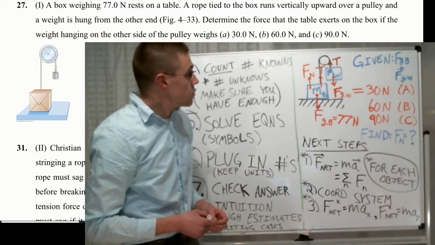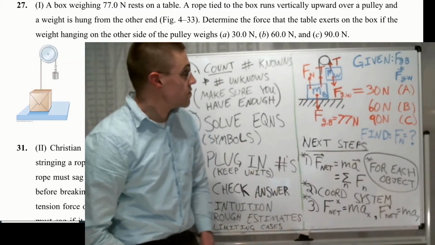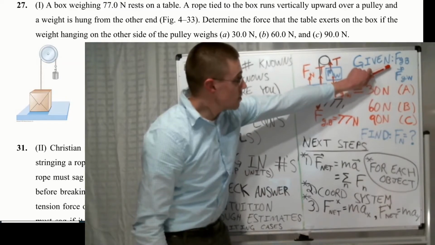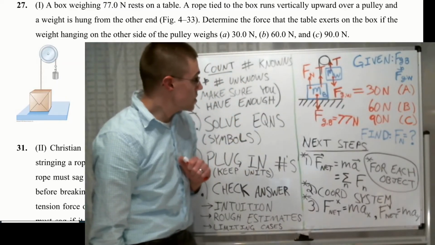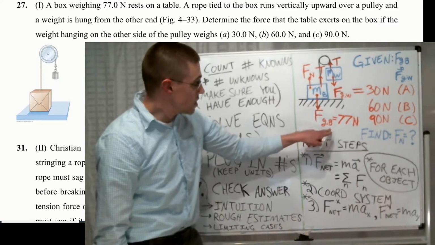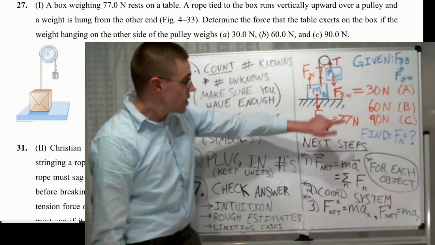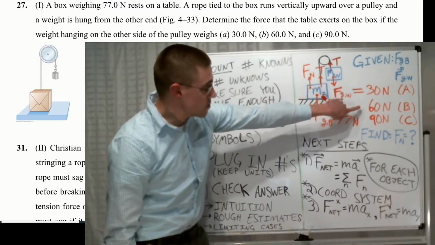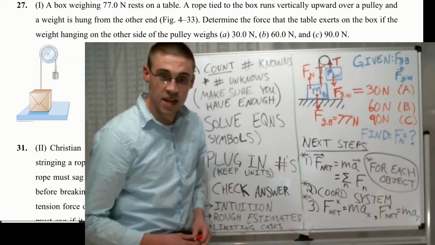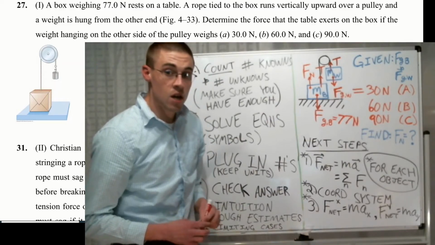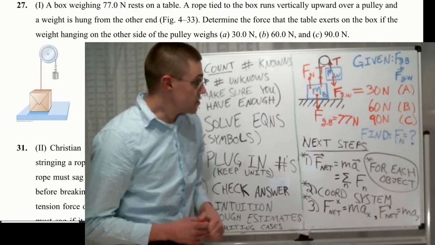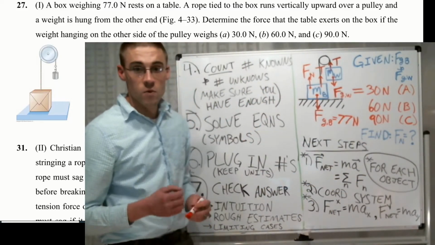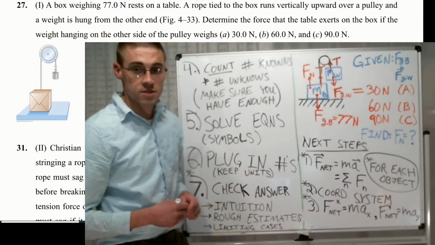Okay, I know we were given the force of gravity, right? We were given the weight for both the box and for the weight, right? The force of gravity on the box was 77 newtons, and then the force of gravity on the weight was different, right? Part A was 30 newtons, part B was 60 newtons, part C had it at 90 newtons. Okay, and we were asked then to find the normal force, right? The normal force on the box, the force that the table exerts on the box.